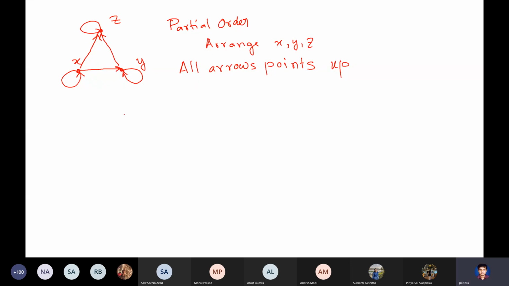So can I do this here? Rather, I say that all arrows point up. What arrangement do I need here? So this is X. Let's say this is Y. This is a particular geometric arrangement of X, Y, and Z. So X goes to Y, it goes up. Y goes to Z, it goes up. And X goes to Z, it goes up. And these self loops are there.